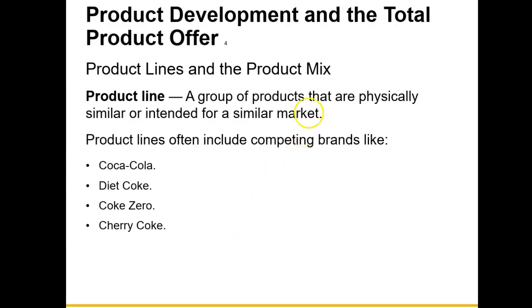We'll now look at product lines and a product mix. Let's begin with a product line, which is a group of products that are physically similar or intended for a similar market. So, for example, for the Coca-Cola company, their product line may consist of Coca-Cola, Diet Coke, Cherry Coke, Coke Zero, sugar-free Coke. So these are different products within a product line.